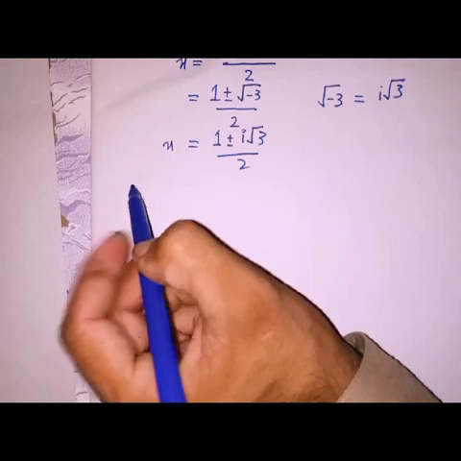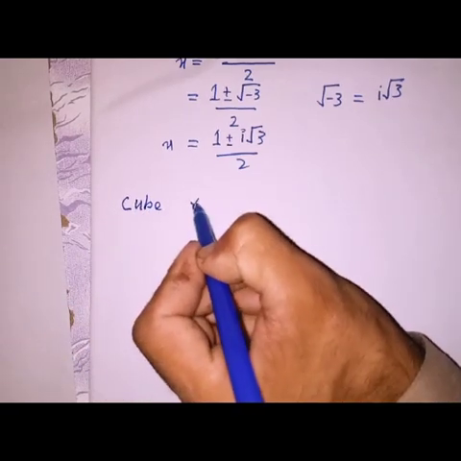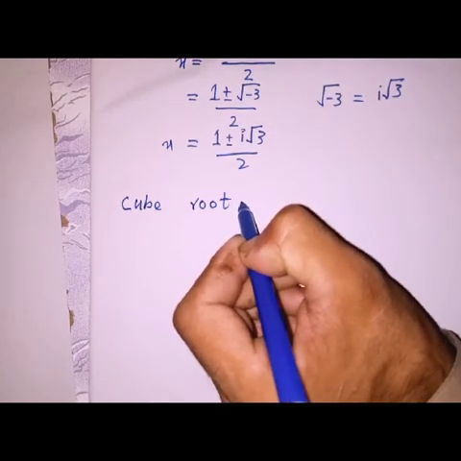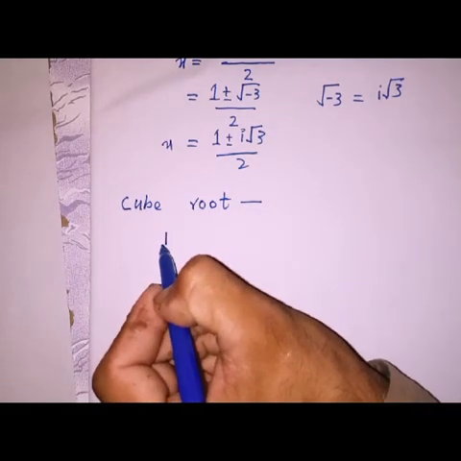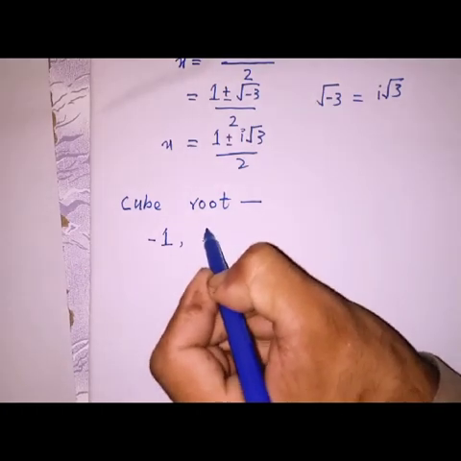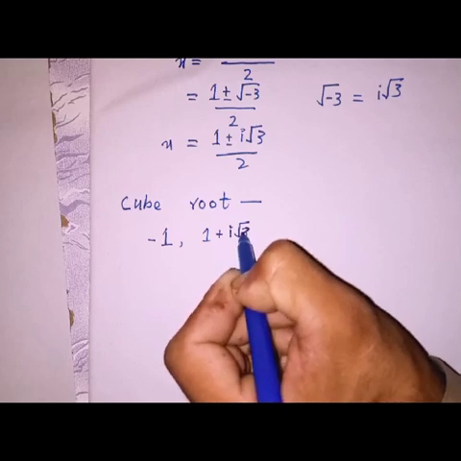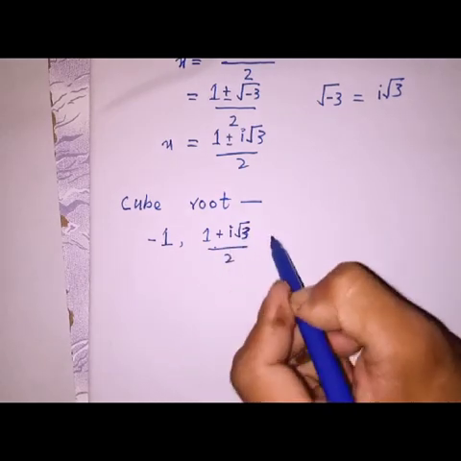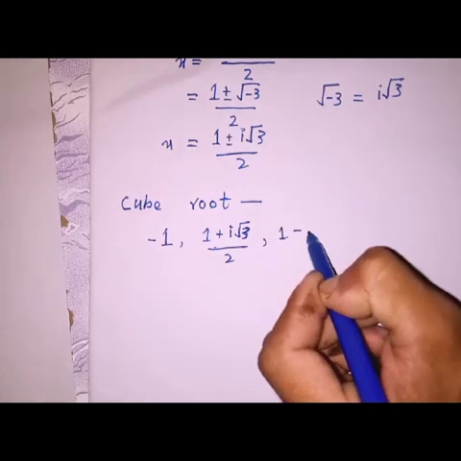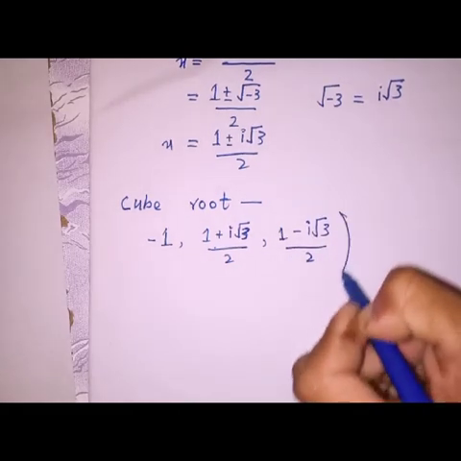So the cube roots of minus 1, which we are given in the question. So the cube roots of minus 1 are minus 1, and 1 plus iota under the root 3 divided by 2, and 1 minus iota under the root 3 divided by 2.